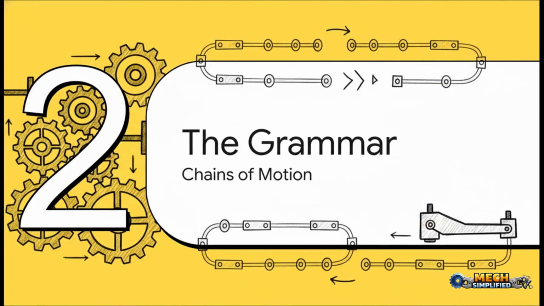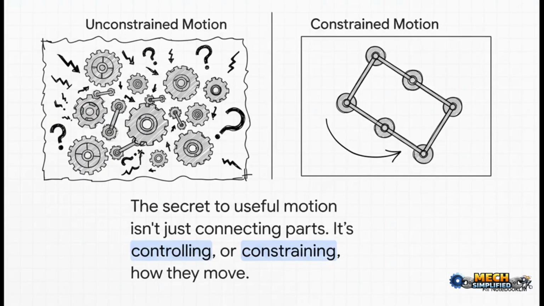All right, so we've got our alphabet down, links and pairs. Now it's time to learn the grammar. Let's see how we can string these things together to create motion that actually does something useful. And this right here, this is the secret sauce of all machine design. It's not just about creating movement. The real genius is creating predictable movement. Uncontrolled motion is just chaos. It's useless, maybe even dangerous. The goal is to constrain every single part so it does exactly what you want it to, every single time.